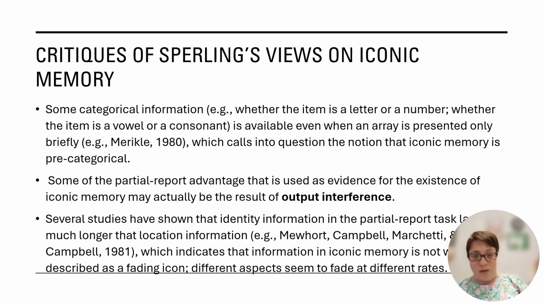So thus, there is experimental evidence calling into question that iconic memory, or visual sensory memory, is pre-categorical, that iconic memory is vast and rapidly fading, and that the information in iconic memory is essentially a duplicate of a visual stimulus in rapidly fading form. So in essence, what does that mean?